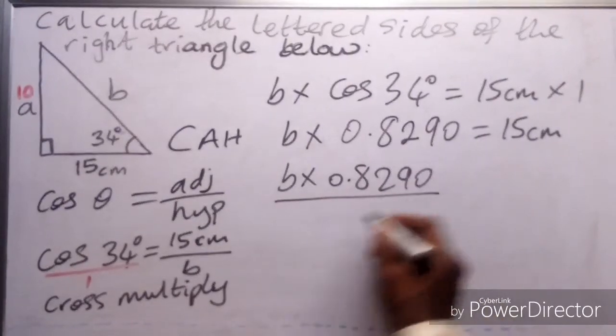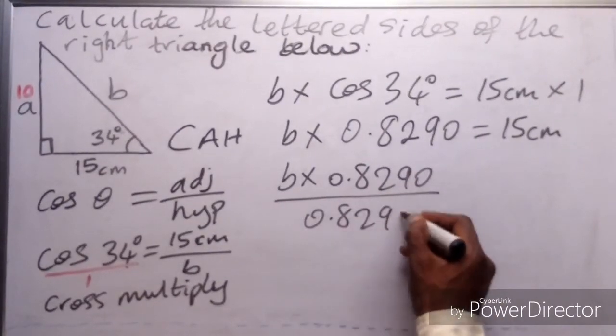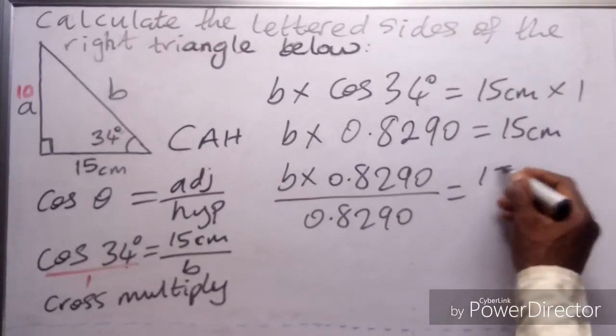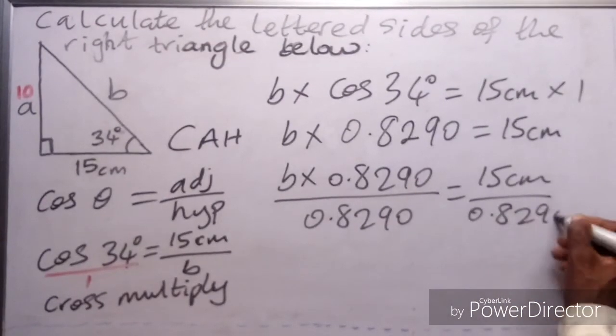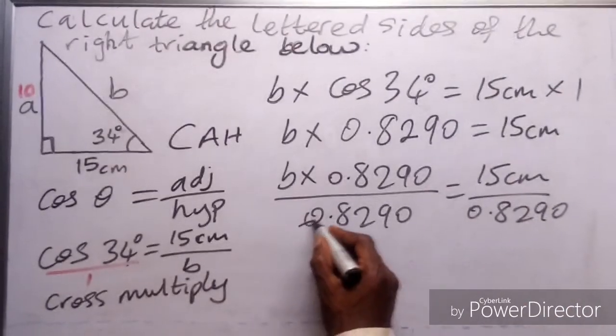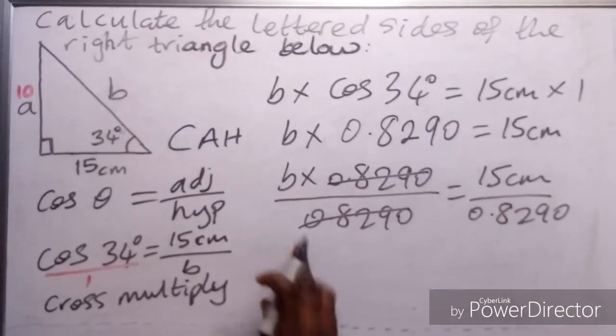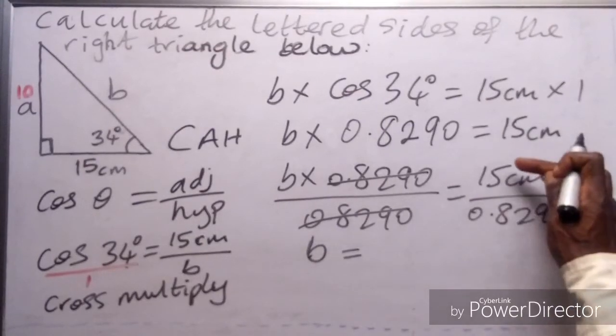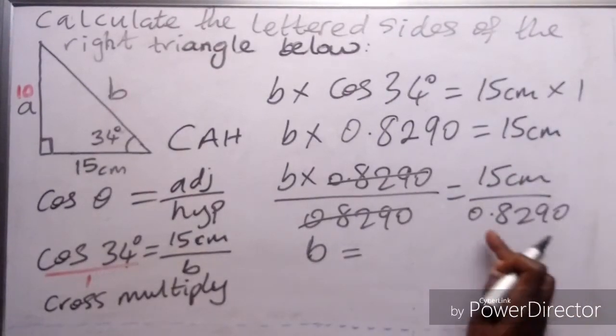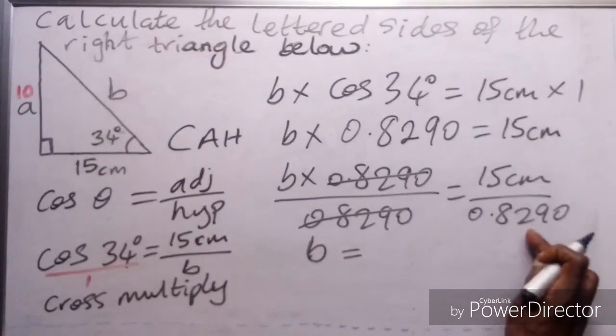0.8290 divided by 0.8290 is equal to 15 cm divided by 0.8290. This takes care of this, and we are left with what? B on its own, equal to 15 divided by 0.8290.